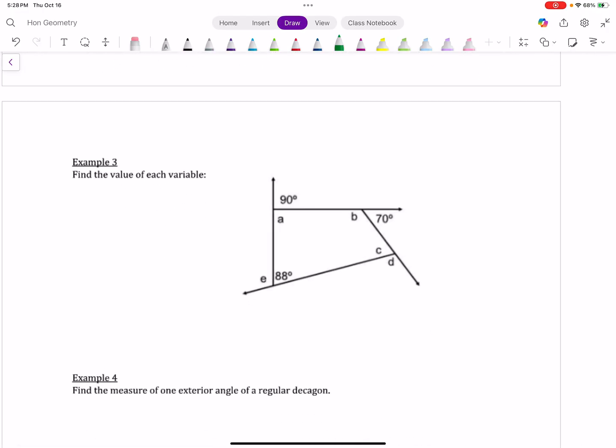Right here, find the value of each variable. So let's see what we've got. Here's a bunch of exterior angles. I know that they add up to 360 degrees every time. I've got a linear pair right here. So if that's 88 degrees, let's see, what's that going to leave? 92 degrees on the other side. So then I've got that. I know that the 90 plus the 70 plus D plus 92 makes 360. So let's see, 160, 260 come up 8 short, so 252 plus D makes 360.